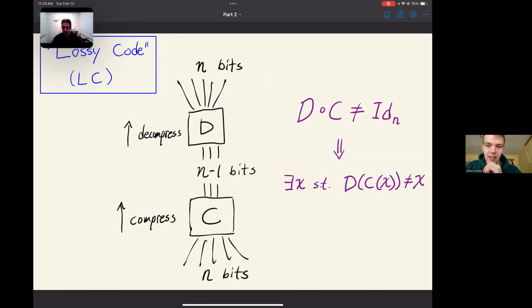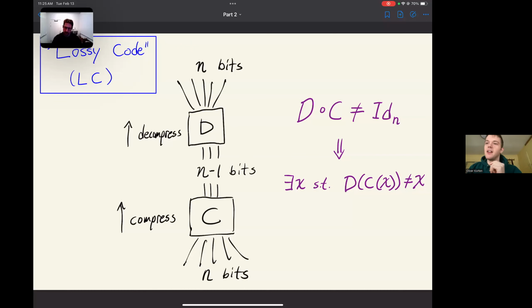Or the way I like to think of it, C and D define a compression scheme that compresses any n-bit string down to n-1 bits and then lets you recover it. And the goal here is to find some string which is incompressible. Because we know in general, you can't have a lossless compression scheme that always compresses to fewer bits. So that's why I call it the lossy code problem.